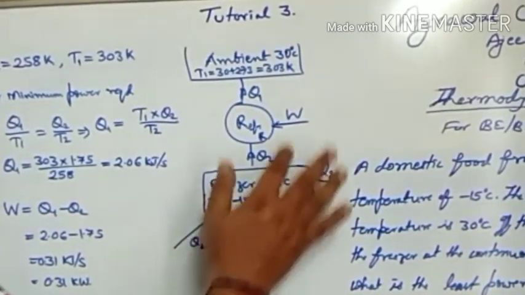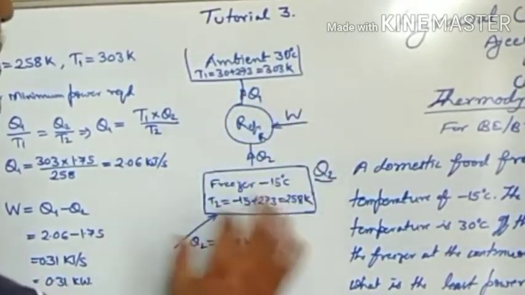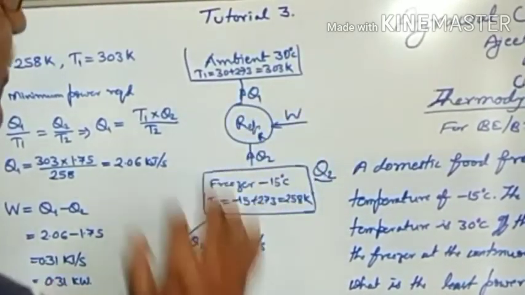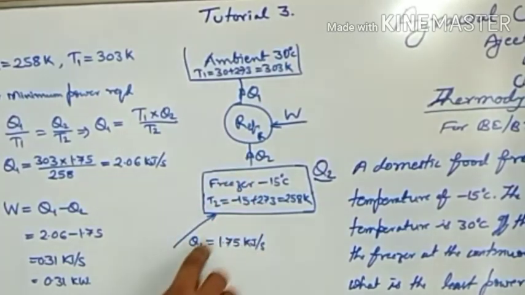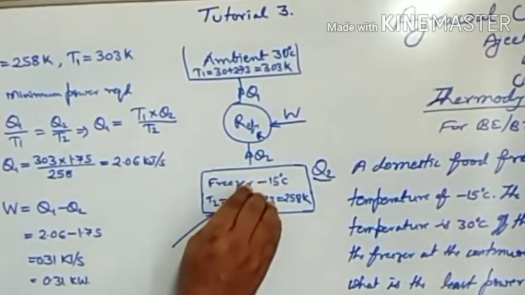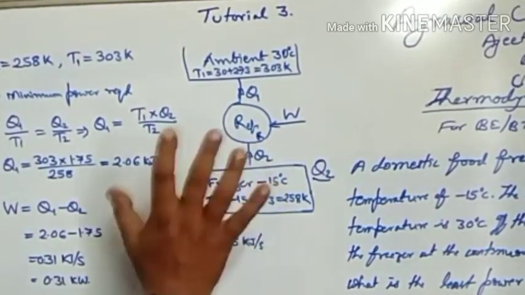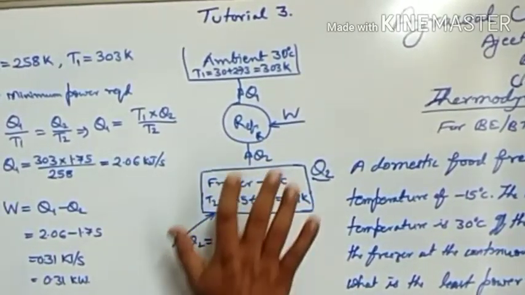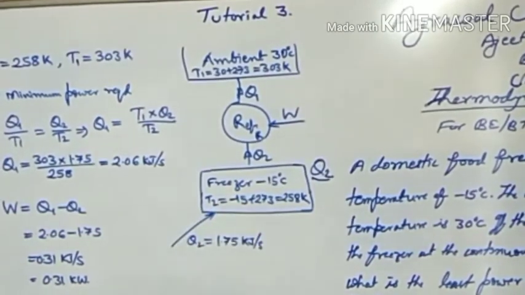So for this we have to put a refrigeration system. Here we are putting a refrigeration system which is taking Q2 amount of heat from this freezer, so that the amount entering in and the amount going out is the same. So the freezer temperature will remain the same, minus 15 degrees centigrade.